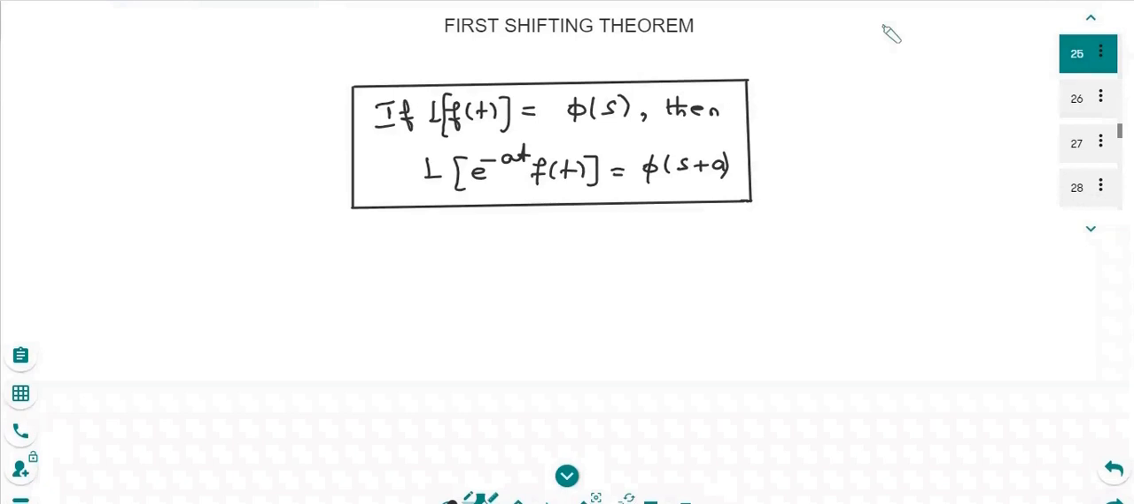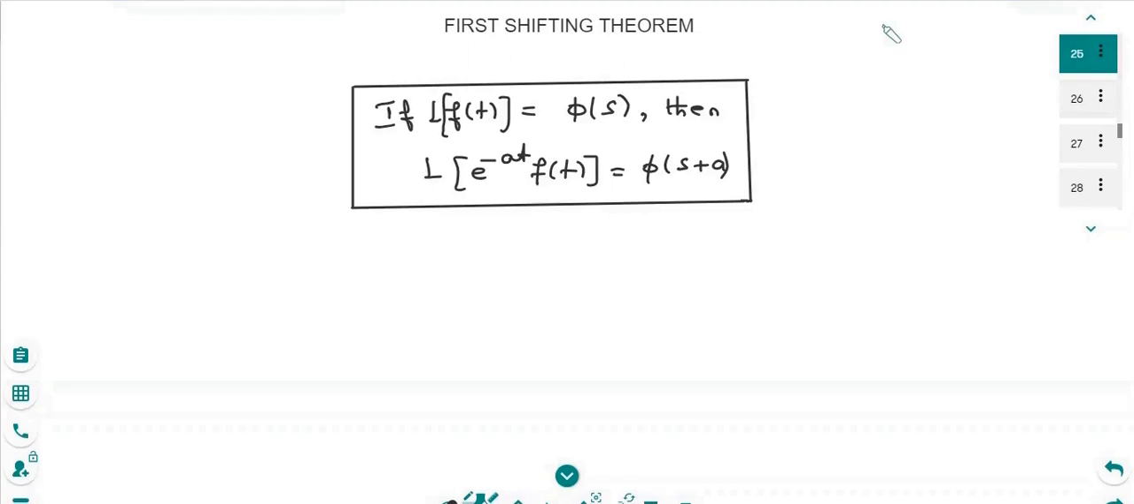When you apply Laplace to a function, if it gives another function phi of s, then L of e power minus at f of t, that is, if another function, the exponential term, has been multiplied with your function, and you take Laplace of that, it should be phi of s plus a. See the power of e, if it is negative, here you have to apply positive. So wherever you are having s, it should be raised with a. If you are having a positive a here, then phi of s minus a will be your answer.